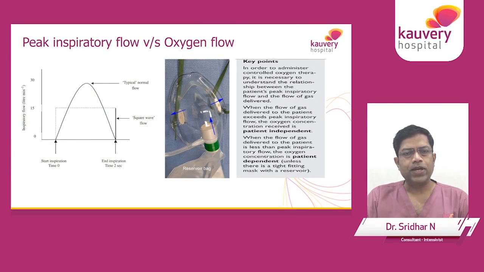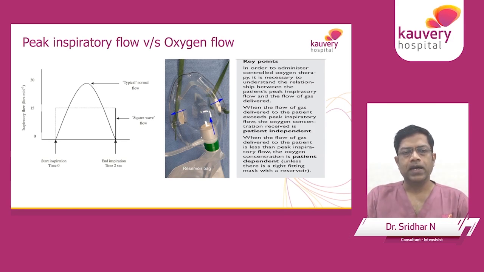To understand the best way to give oxygen, we need to get an idea of a concept called peak inspiratory flow. The graph shows that most people breathe about 10 times a minute, spending about 1/3 of the respiratory cycle, which is about 2 seconds, in inspiration, and take an inspiratory flow of about 30 liters per minute. In other words, you and I sitting here breathing normally, when we take a breath, the flow reaches as high as 30 liters per minute.